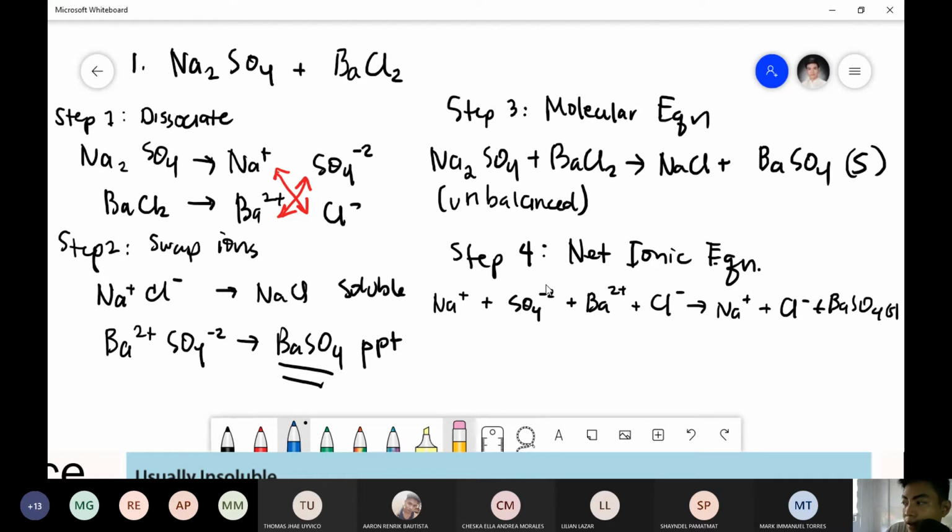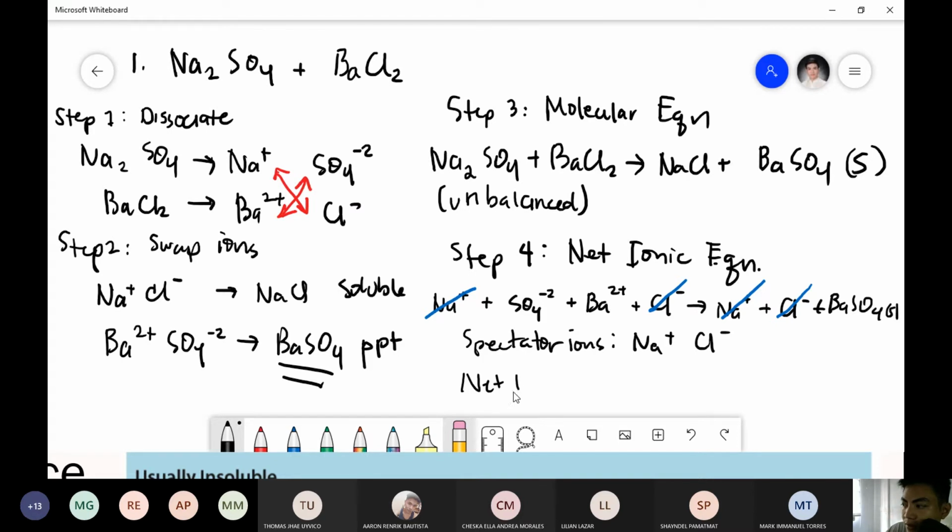And then, you cancel out similar terms. Ano yung mga similar terms dito? Sodium, meron sa left, meron sa right. Chloride, meron sa left, meron sa right. Okay? So, that means your spectator ions are sodium and chloride. And then your net ionic equation is kung ano yung natira. Ano ba yung natira? Barium pati sulfate.